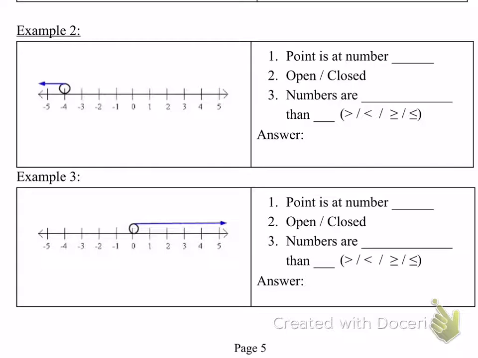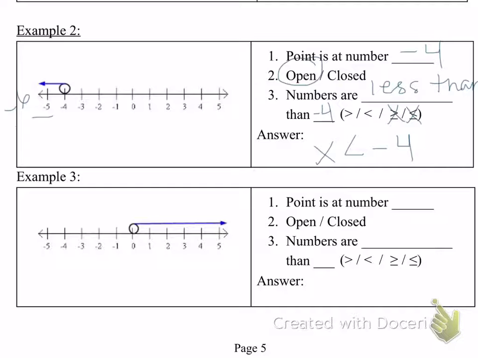Example number 2. The point is at -4, and it is an open circle. Since it's open, you can cross out the equal to inequalities. The numbers are less than -4, because you get -5, -6, and it just keeps going on and on. Those are all less than. So we've got x is less than -4, and that is our answer.